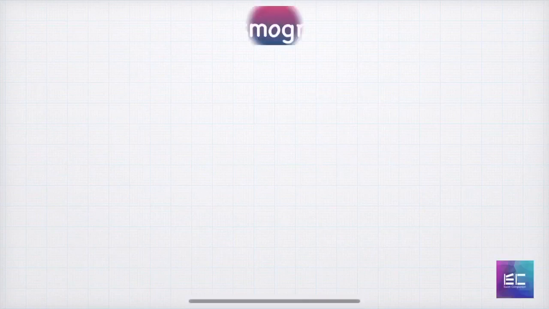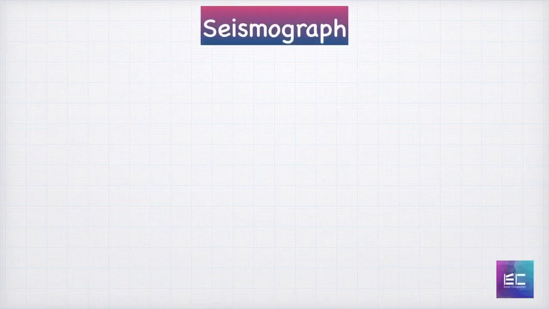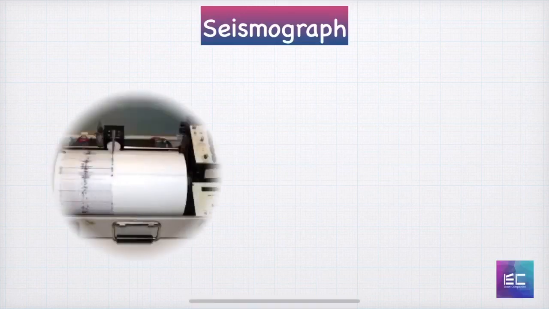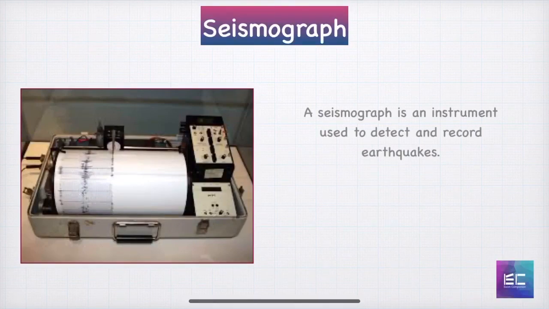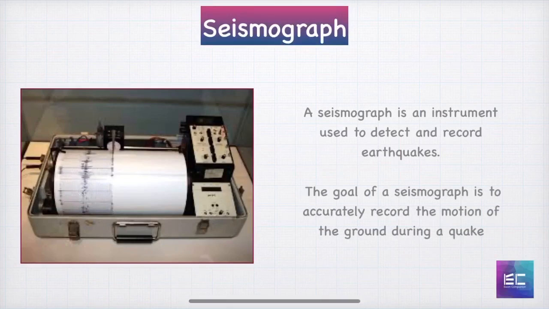So how do we get to know when an earthquake has hit? The earth shakes, things start to fall and so on, right? But is that it? There must be a device or machine to detect earthquakes, right? That machine is the seismograph. A seismograph is an instrument used to detect and record earthquakes. The goal of a seismograph is to record the motion of the ground during an earthquake. So, seismograph is the machine that is used to detect and record earthquakes.